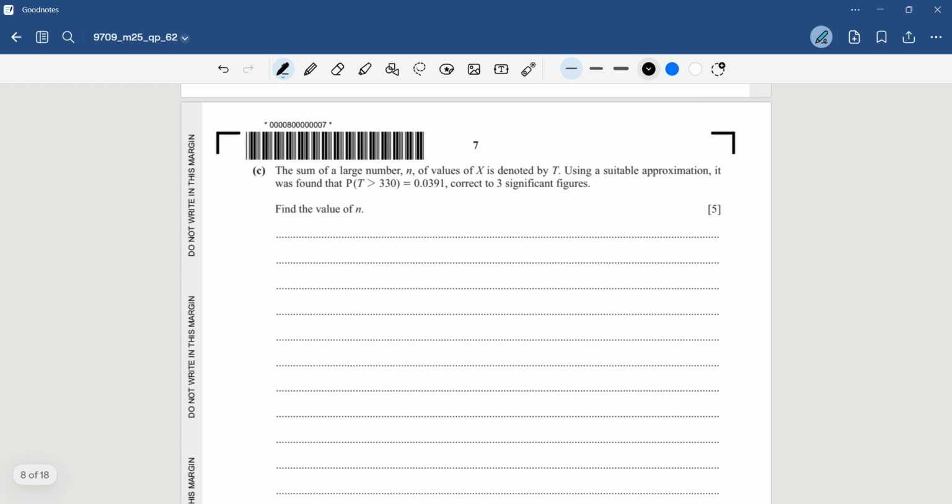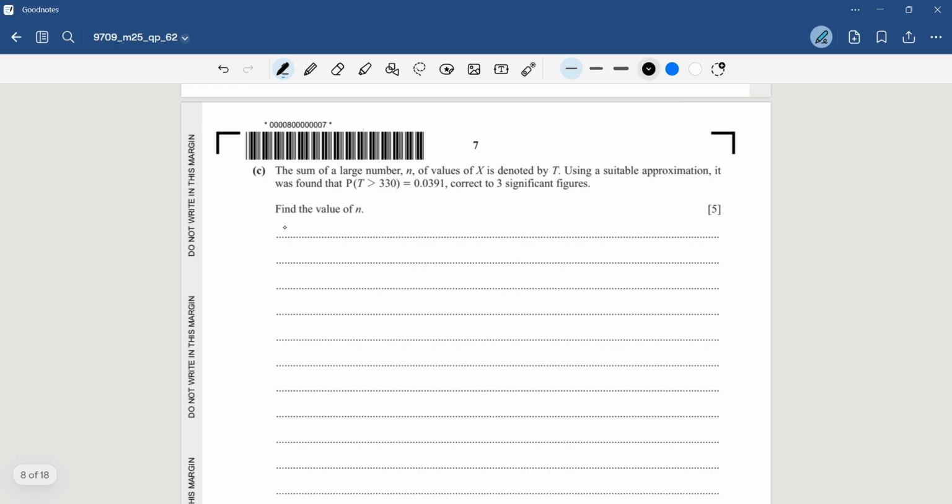Okay, part C. The sum of a large number n of values is denoted by T. Using a suitable approximation, it is found that the probability T is more than 330 is 0.0391. So this is a Poisson with a large number n. When n is large, it should be approximated to the normal distribution. Whenever you use the normal distribution, please make sure you use continuity correction. Remember that.